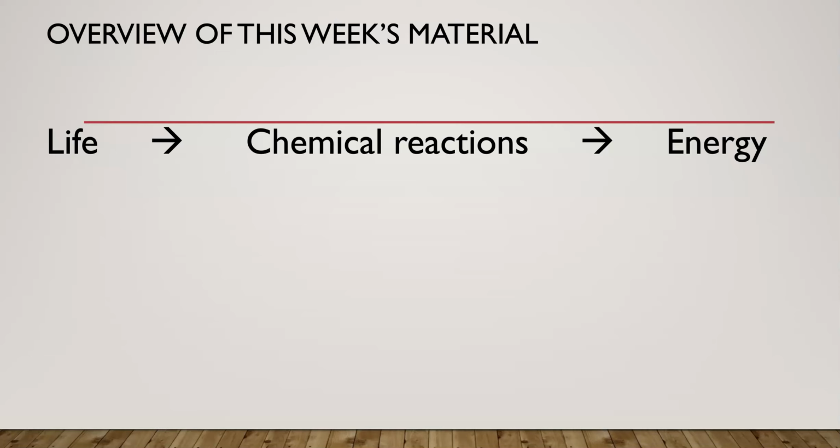So life requires chemical reactions in order for it to be sustained. And these chemical reactions produce energy, which allows life to continue. The chemical reactions that take place in organisms is called metabolism. Metabolism is all the chemical reactions that take place in organisms. Through metabolism, energy is produced in the form of ATP.